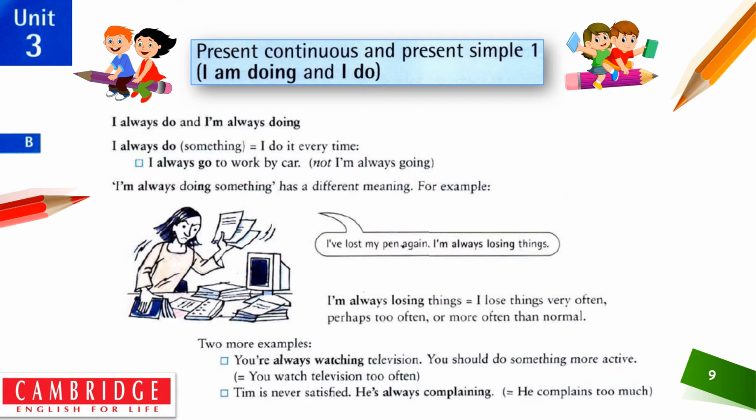You're always watching television. You should do something more active, which means what? You watch television too often. You see, next example. Tim is never satisfied. He is always complaining, which means what? He always complains too much. Okay, he complains too much.